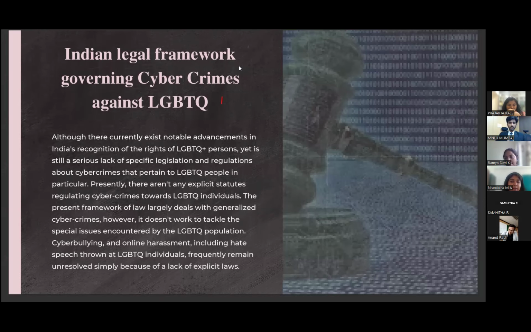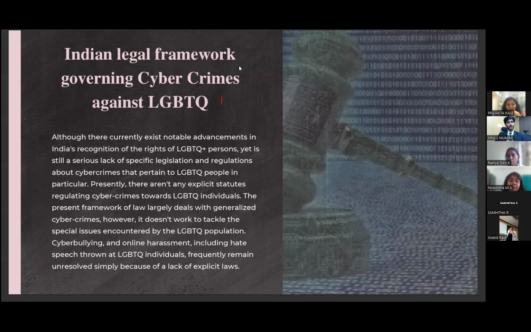Personally, there aren't any explicit statutes regulating crimes towards this community, so the present framework of law largely deals with generalized cyber crimes. However, it does not work to tackle the special issues encountered by the LGBTQ population. For example, cyberbullying and online harassment, including hate speech that is thrown at LGBTQ individuals, frequently remain unresolved simply because of the lack of explicit provisions. The rise of social media as well as online platforms has led to an increase in cyber crimes against marginalized communities, including LGBTQ individuals.